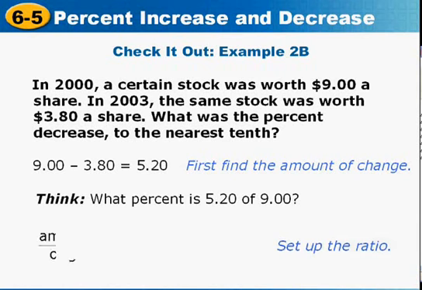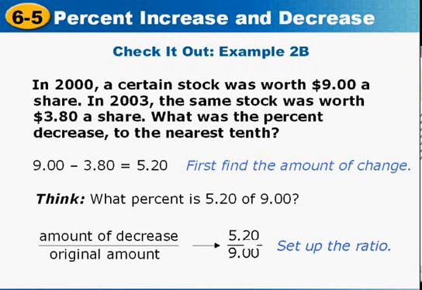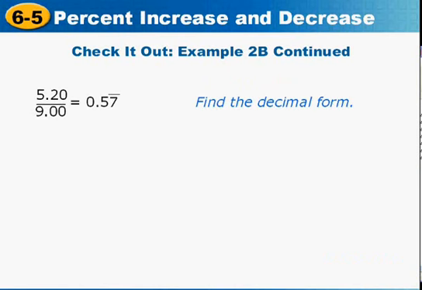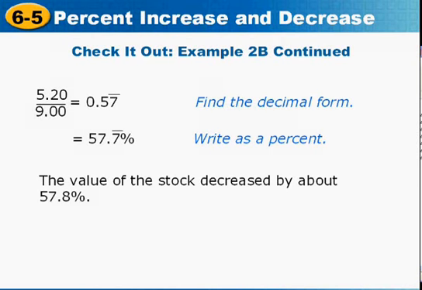So, the amount of change was $5.20. The original was $9. So, we put those one on top of the other, and we've got our ratio, but we want the percent of change. So, let's change this to a percent. Top in, bottom out. You'll get about 57 cents, 7 repeats. Move 2 places right, 57.7 repeating percent. The value of the stock decreased by about 57 and 8/10%.